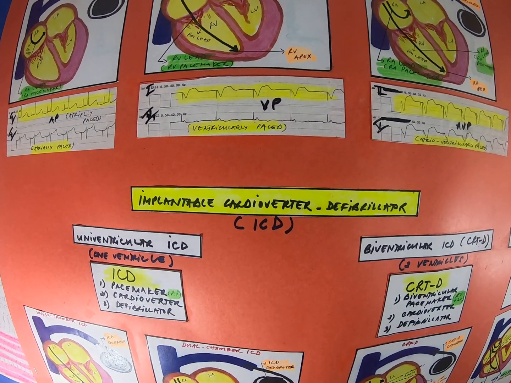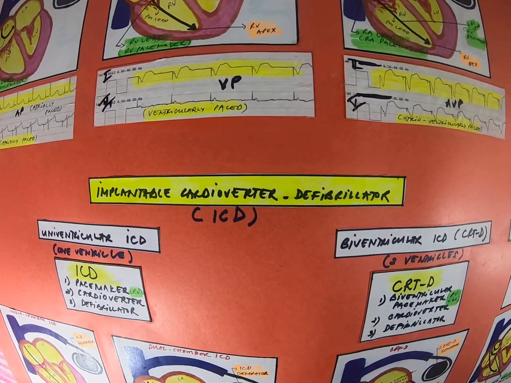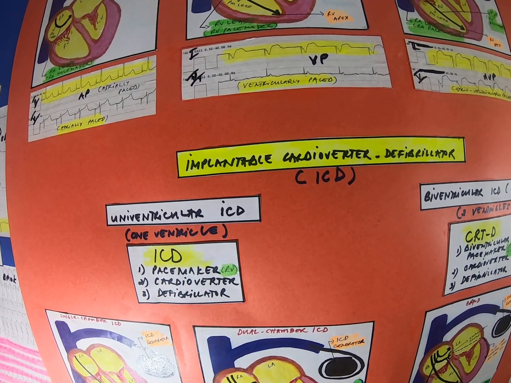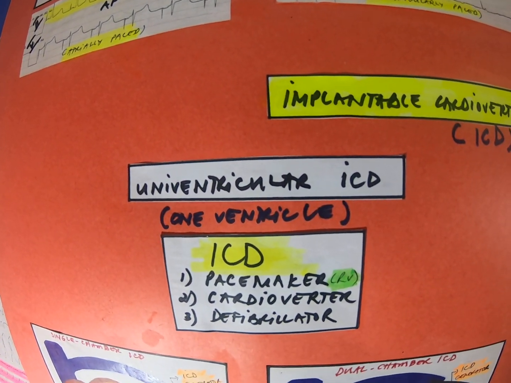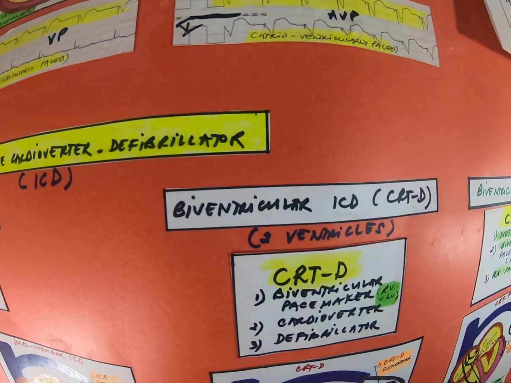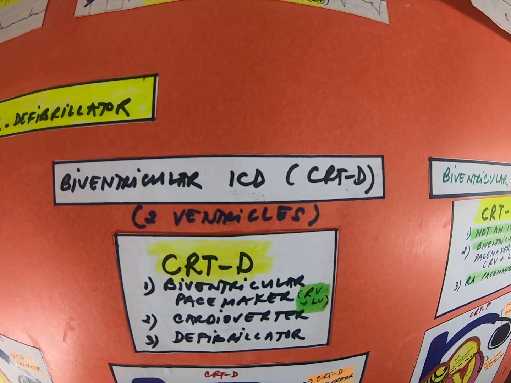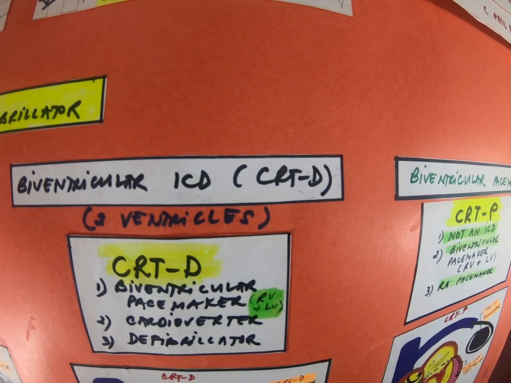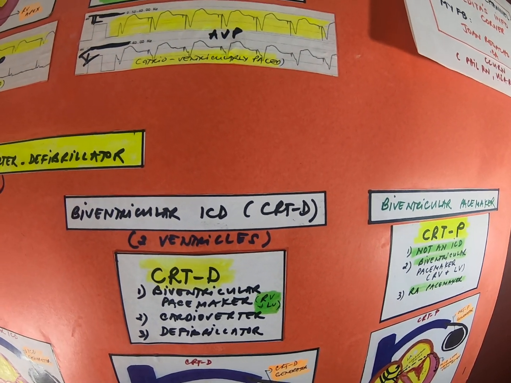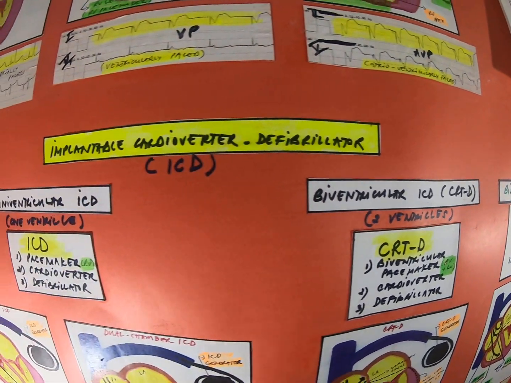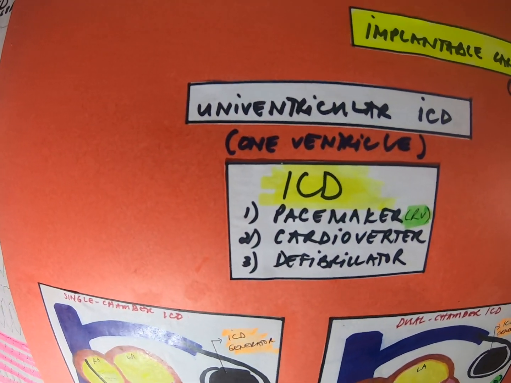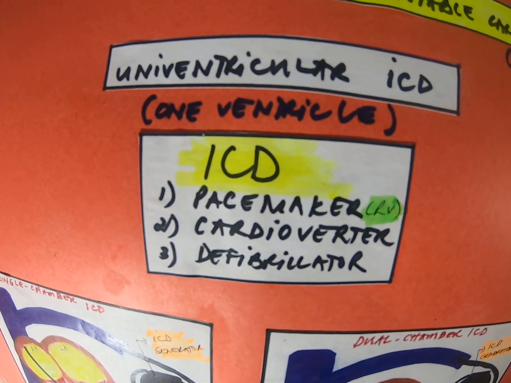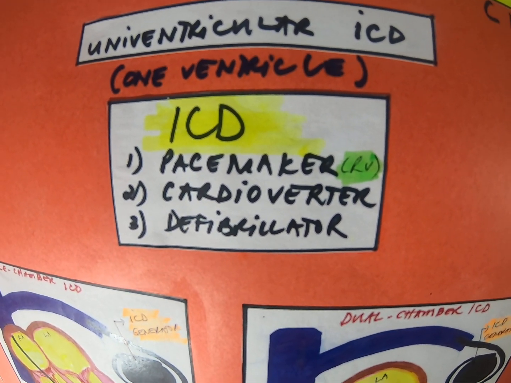Okay, this is the implantable cardioverter defibrillator, or ICD. We have two kinds: the univentricular ICD, utilizing one ventricle, or the biventricular ICD, the so-called CRT-D, utilizing two ventricles. The CRT-D means the cardiac resynchronization therapy defibrillator. So the plain ICD has a pacemaker from the right ventricle, a cardioverter, and a defibrillator.